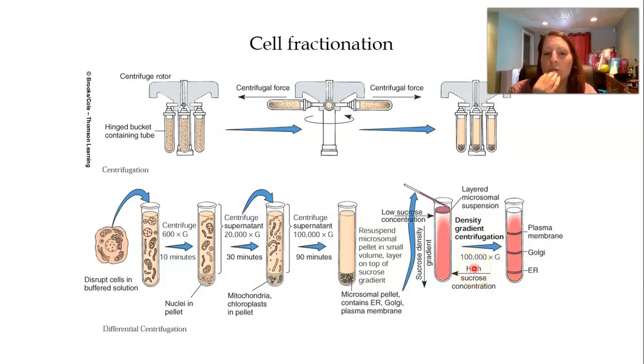So again, you would use cell fractionation or differential centrifugation to separate out component parts of a cell so that you can study them further biochemically to learn more about what's happening inside of them or what they're made of. Okay, again, the machine used here is called a centrifuge. It's a machine that spins samples at various speeds for various lengths of time.